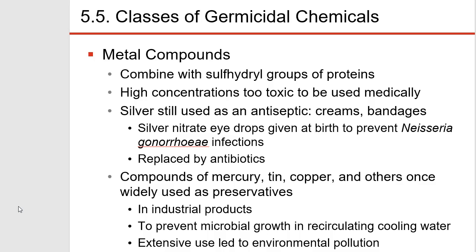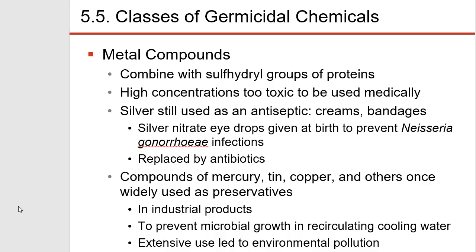What will happen if a mother has gonorrhea? The baby comes out of the vaginal canal. We make sure that we put silver on the baby's eyes to prevent the gonorrhea infection. Some people don't use this anymore and they replace it with antibiotics, but it was very, very beneficial.